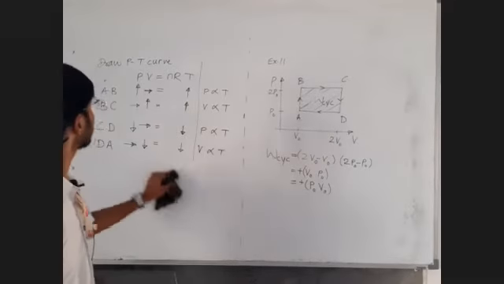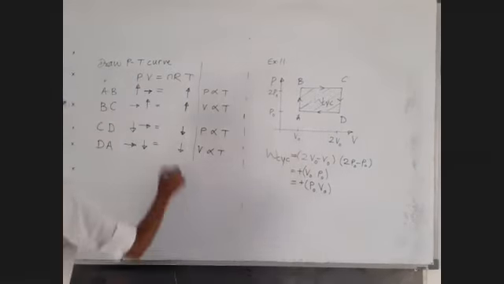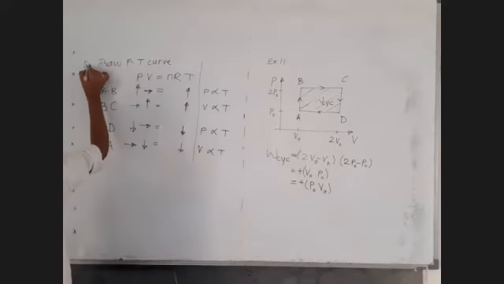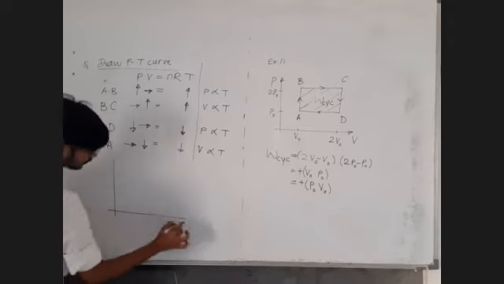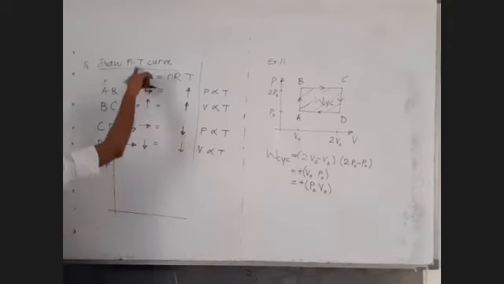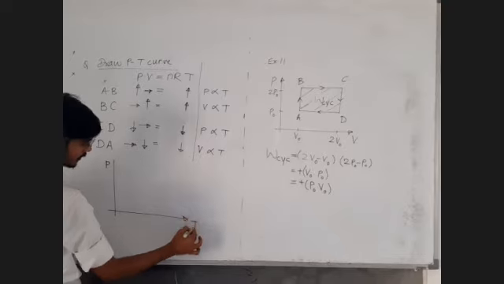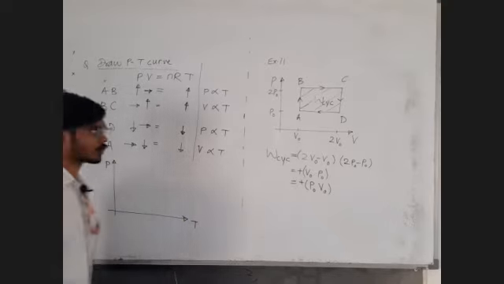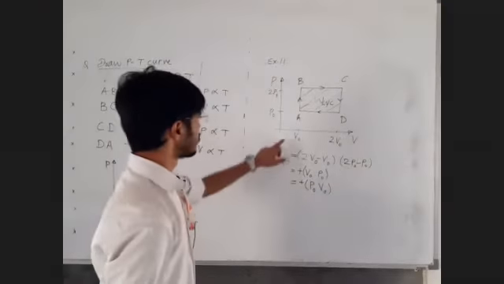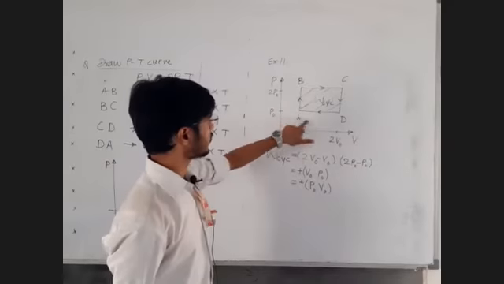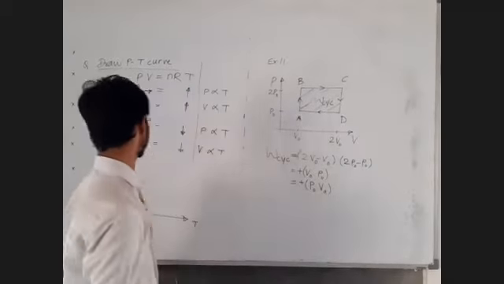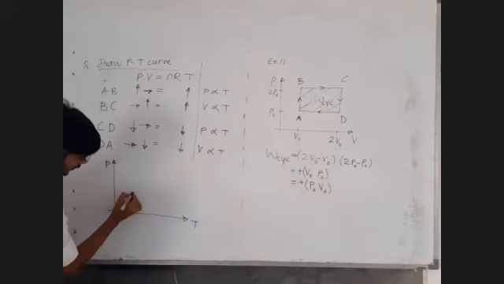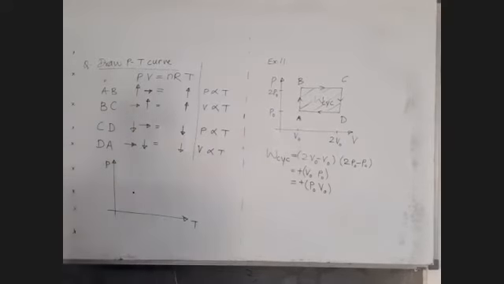Fine. Now let us draw the pressure-temperature curve. This is the question: draw the pressure-temperature curve. So pressure on the y-axis, temperature on the x-axis. What we have to do is this. See this point A, somewhere we have to assume this point A in the graph. Let us assume the point A here.